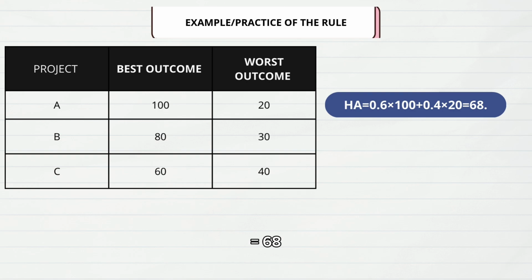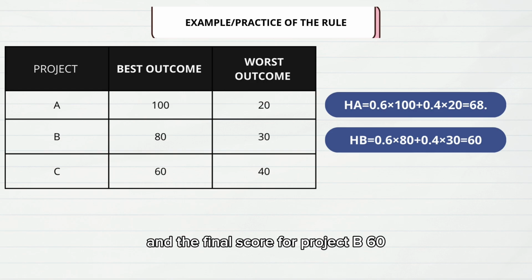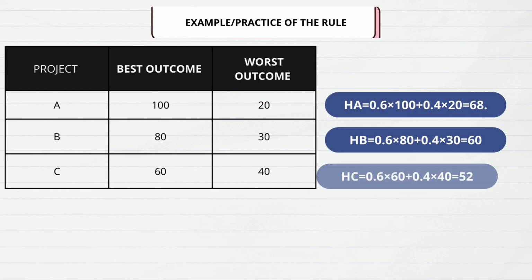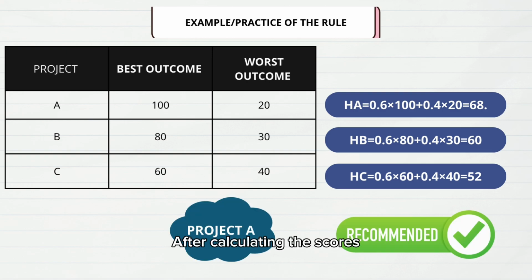equals 68. Moving on, we use the same formula for project B, and the final score for project B is 60. And for project C, the final score is 52. After calculating the scores for all projects, the manager finds that project A has the highest score. So project A is the best choice based on the optimism-pessimism rule.